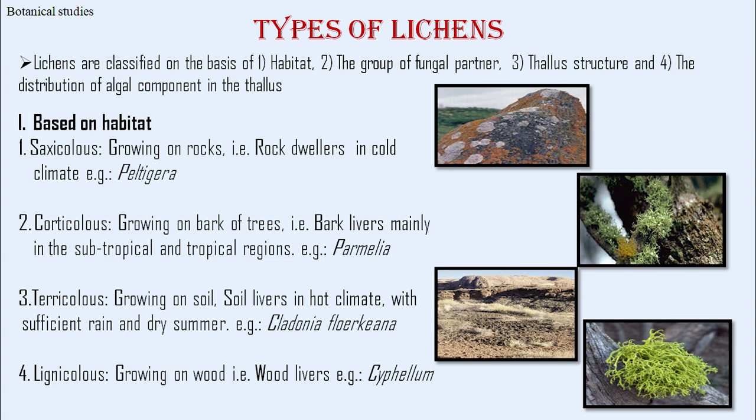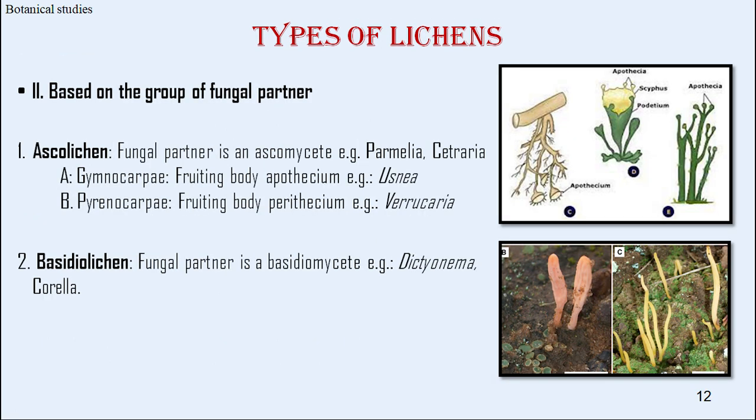Saxicolous, these type of lichens grow on rocks. They are also known as rock dwellers in cold climate. Example, Peltigera. Corticolous, growing on bark of a tree, that is bark dwellers, mainly in the subtropical and tropical region. Example, Parmelia. Terricolous, growing in soil, dwellers in hot climate with sufficient rain and dry summer. Example, Cladonia. Lignicolous, growing on wood, that is wood dwellers. Example, Cyphellum.